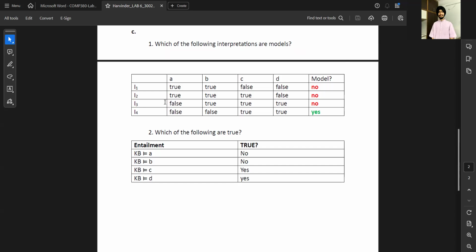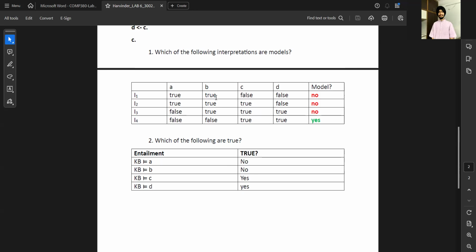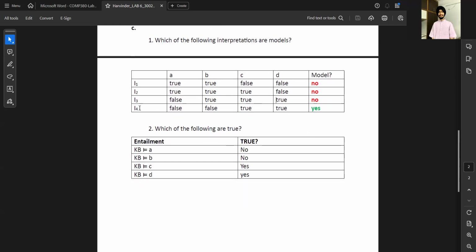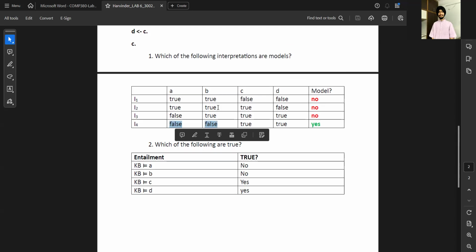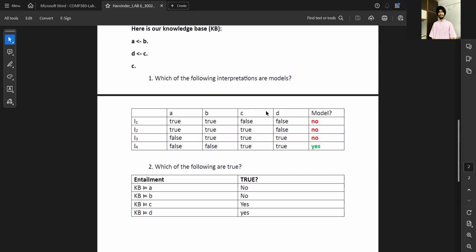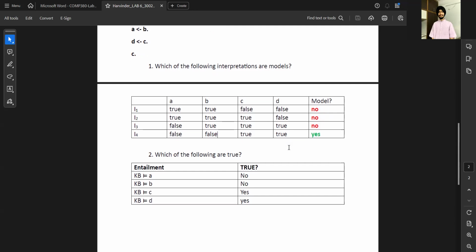For interpretation 3, A is false, B is true. Here, if B is true, then A must be true, but here it is false. So this is also not a model. For interpretation 4, A is false and B is false. This condition is satisfied because if B is false, A can be false as per the knowledge base. And over here, if C is true, then D must also be true. This condition is satisfied. So this is our model. Interpretation 4 is our model.